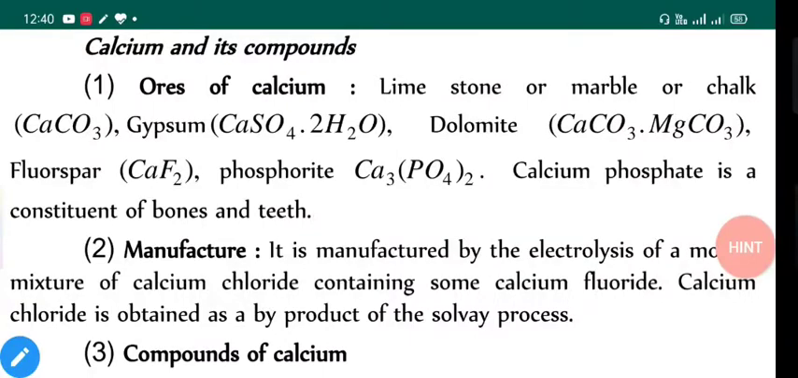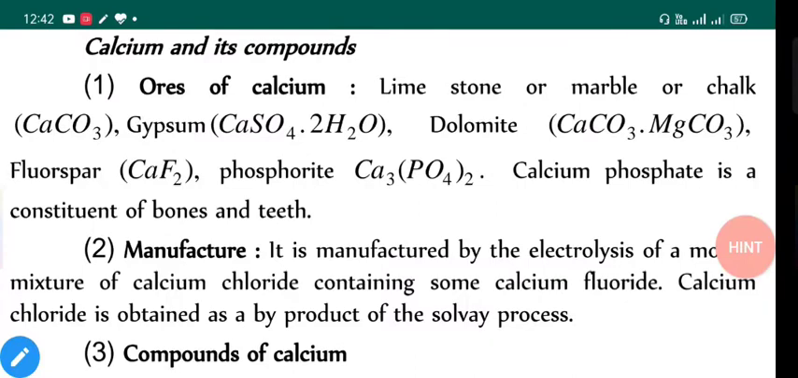In this lecture we will discuss calcium and its compounds. We already discussed 4 compounds in the textbook. We will discuss only additional ones in this topic. So first is the ore of calcium. Limestone or marble or chalk, gypsum, dolomite, fluorspar, phosphorite, these are the ores of calcium, and calcium phosphate is a constituent of bones and teeth.